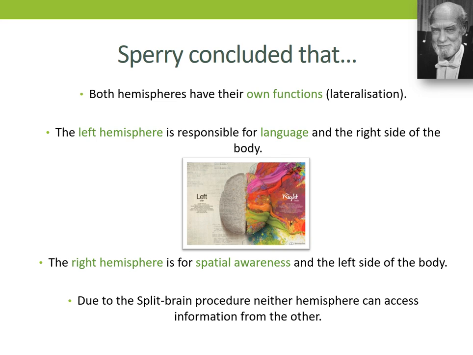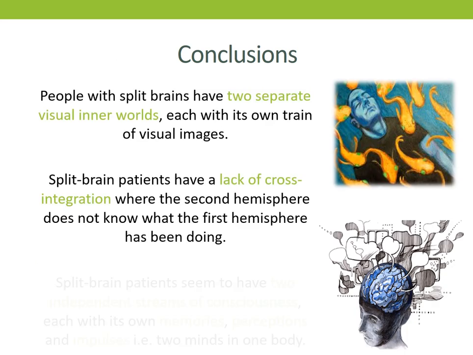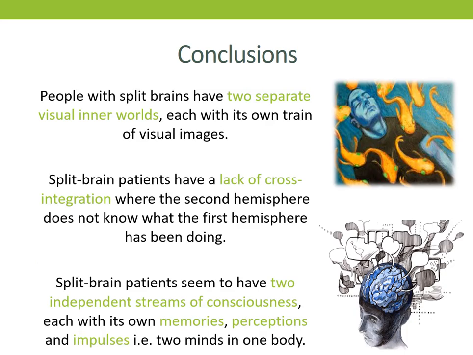Now, due to the split brain procedure, neither hemisphere can have access to information from the other when they're isolated. Also, people with split brains have two separate inner visual worlds, each with its own train of visual images. So split brain patients have a lack of cross integration where the second hemisphere doesn't know what the first hemisphere has been doing. And they have two independent streams of consciousness, each with its own memories, perceptions and impulses.